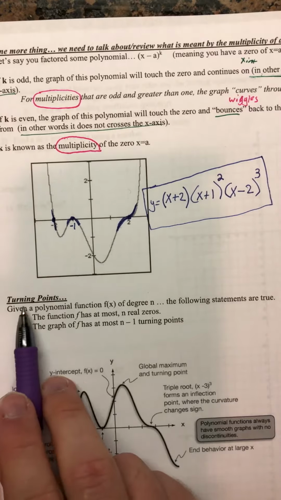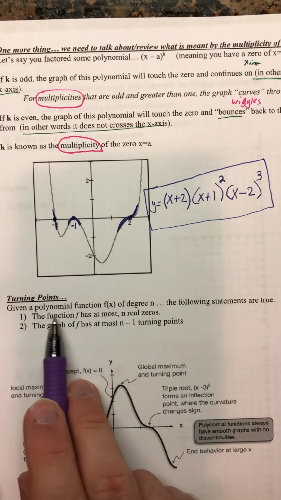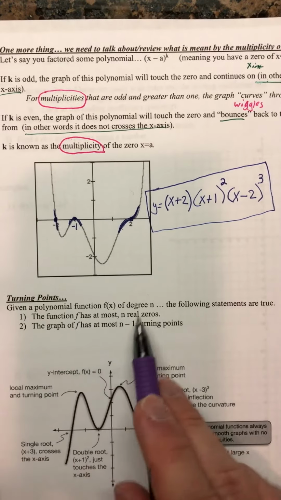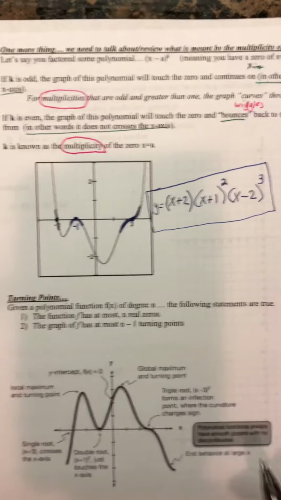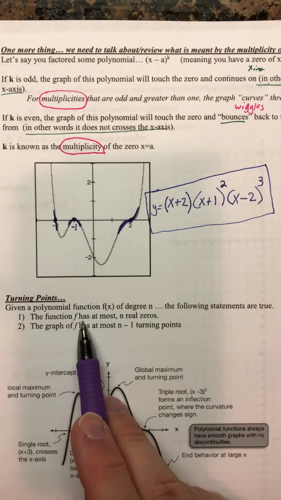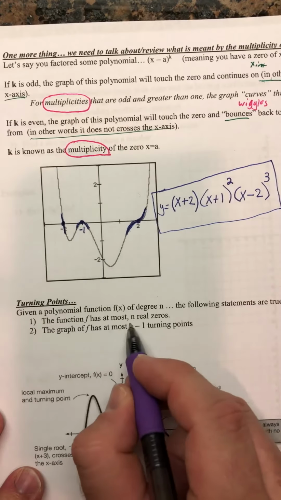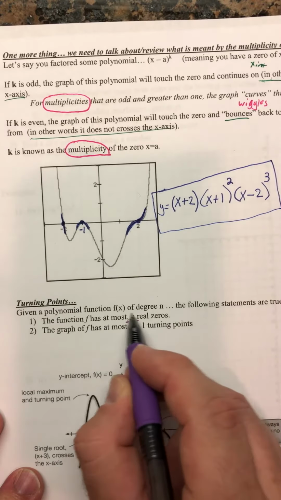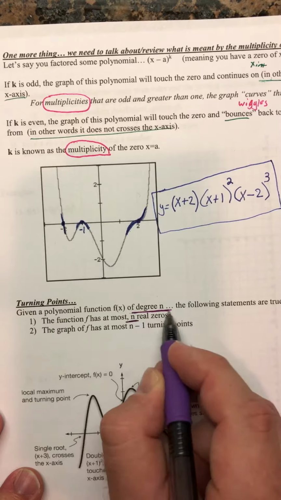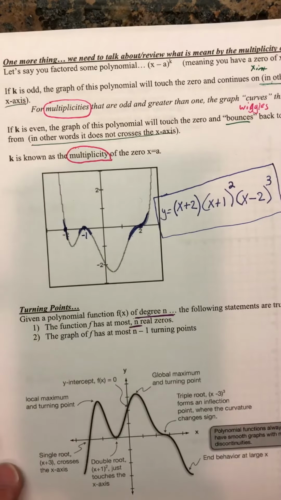All right, so check this out. Let's talk about turning points. Given a polynomial function f of x of degree n, the following statements are true. The function f has at most n real zeros. Now look at that. This is the same n as this n, okay?